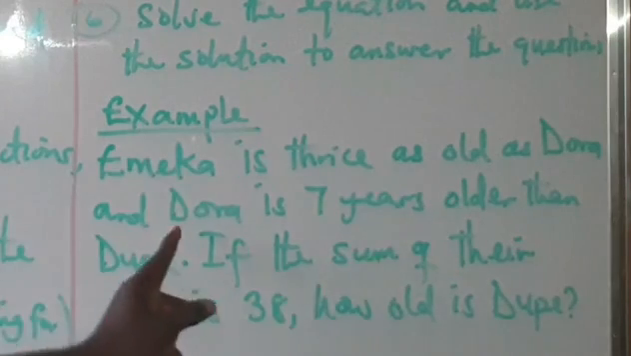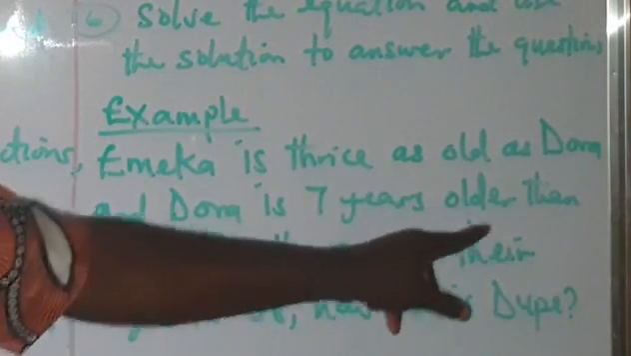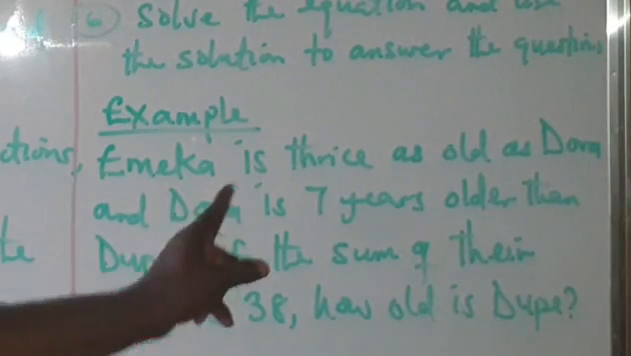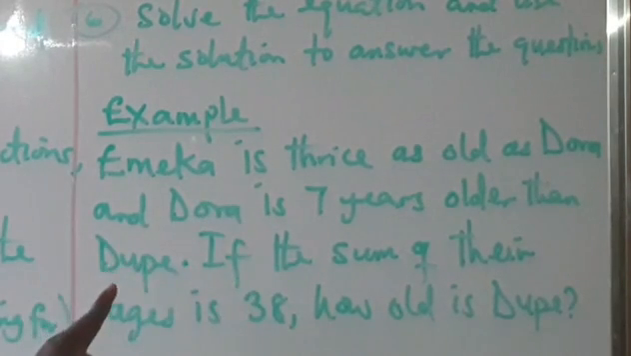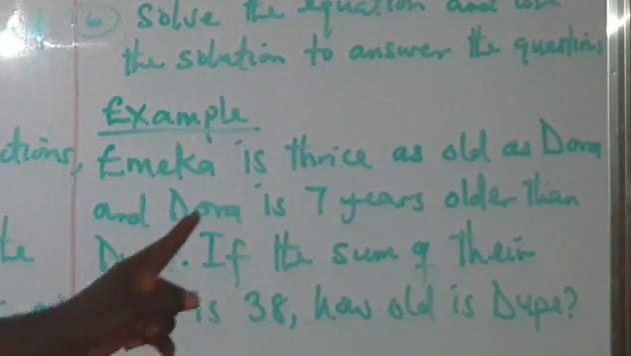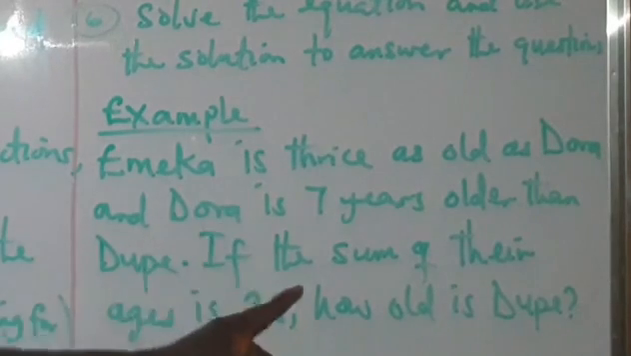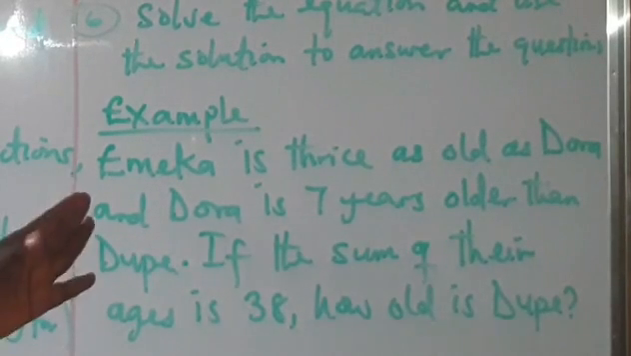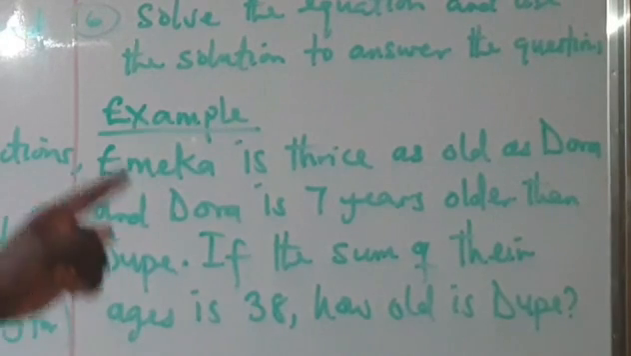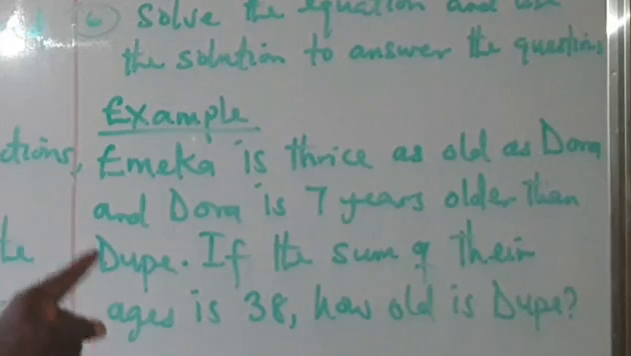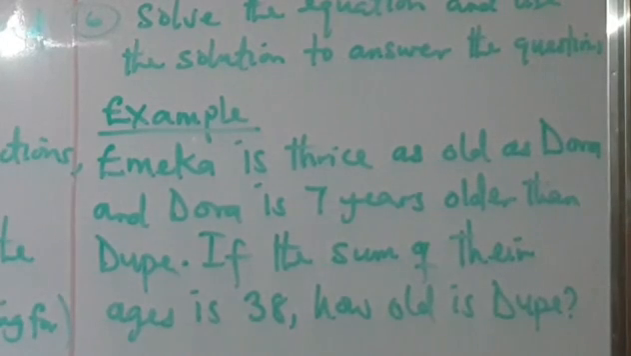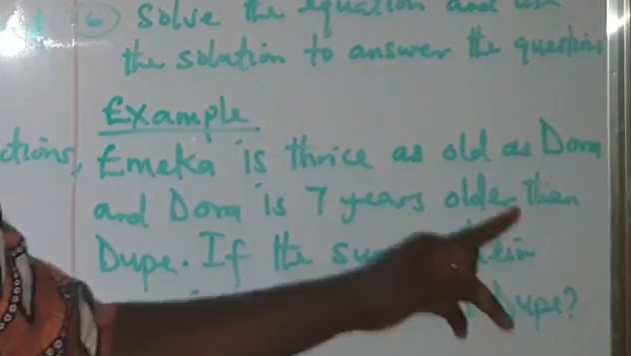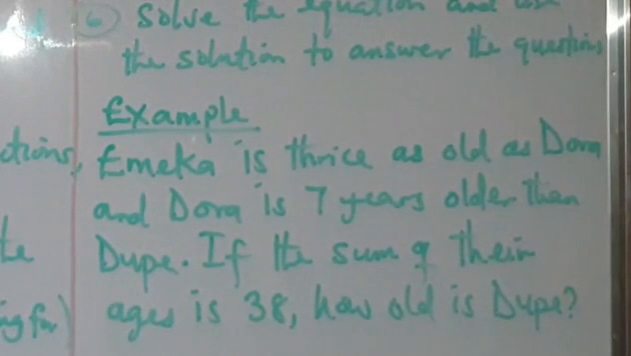And Dora is 7 years older than who? Dupe. So Dora is older than Dupe by how many years? 7 years. So if we know the age of Dupe, we should be able to know the age of Dora and be able to know the age of what? Emeka. So the question is, if you add the sum of the 3 ages, Emeka, Dora, and Dupe together, you have what? 38. So how old is Dupe? That is the question. So that is the first part.